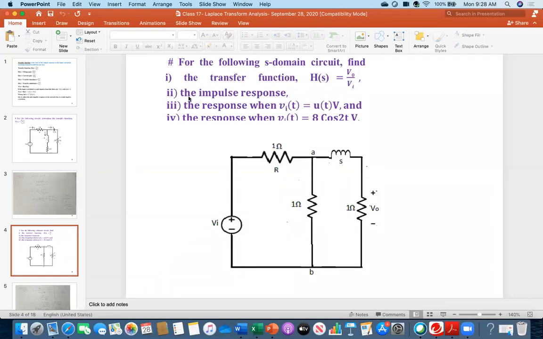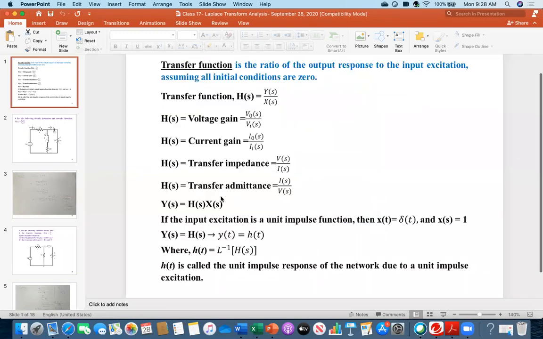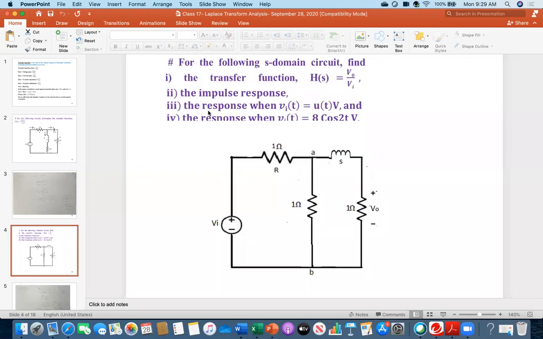Then question number 2, the impulse response. So this means the delta t value that I was showing you in the definition, this one, h(t). And then the next question, the response when Vi(t) equals u(t). This is in time domain, you have to find out the response. This is not for the transfer function.